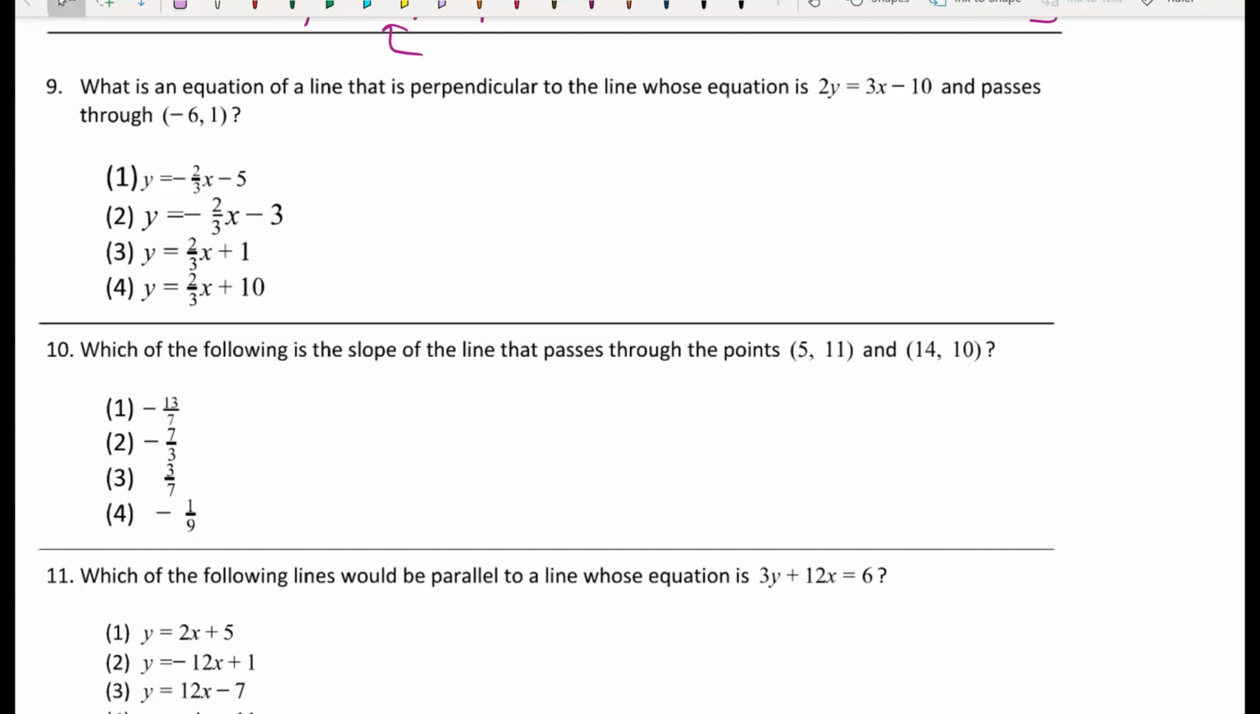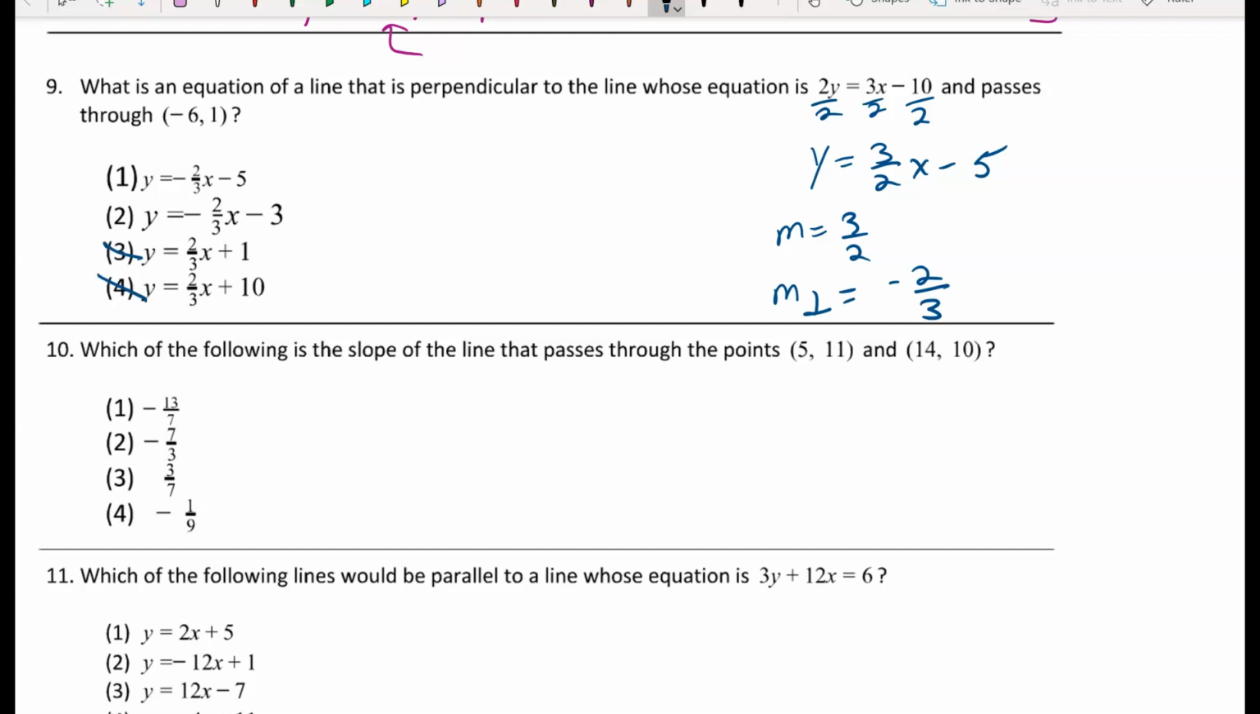For number 9, what is an equation of a line that is perpendicular to the line whose equation is 2y equals 3x minus 10 and passes through negative 6, 1? Again, I'm going to do the same thing. I'm just going to start by dividing out the 2 so I can see the slope easier. Okay, so the slope of my original line is 3/2, which means the slope of the line perpendicular should be negative 2/3. Again, remember, you could just flip the fraction and change the sign to find the perpendicular slope.